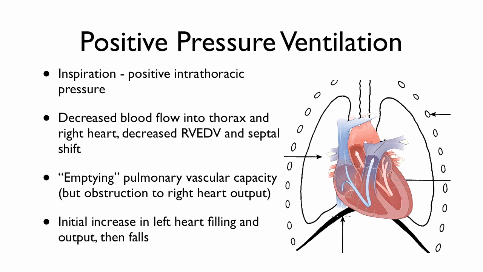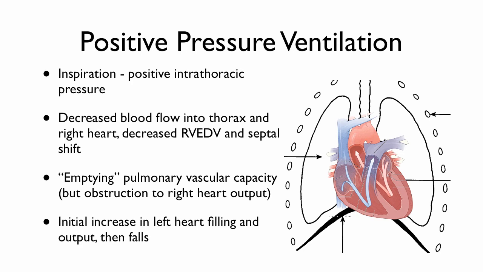If you look now at a mechanically ventilated patient and a positive pressure inspiration, so on that inspiration there's positive intrathoracic pressure. So this is going to decrease the blood flow into the thorax and to the right heart, and you're going to get decreased right ventricular end diastolic volume, and the septal shift is going to improve. There'll be less septal shift.